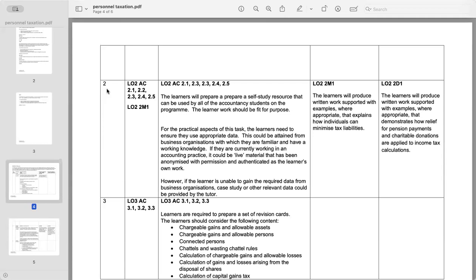We discussed individuals' relief for pension payments and charitable donations. Individuals can benefit from tax relief by contributing to their pensions or making charitable donations. Contributions to pensions, and you can see here.